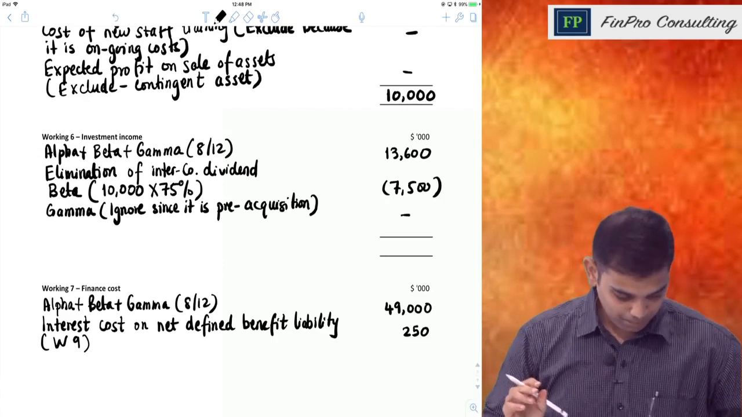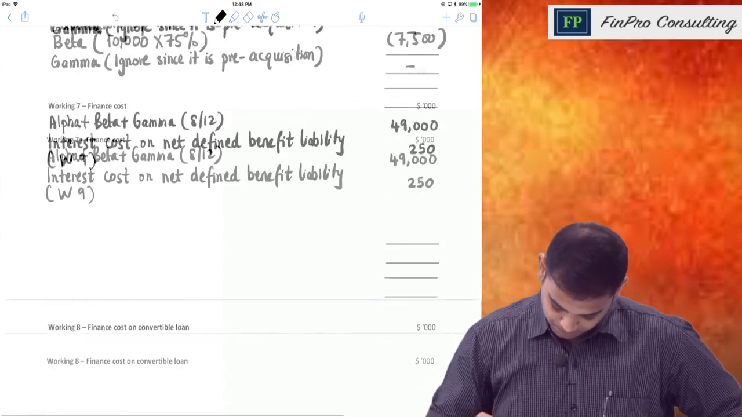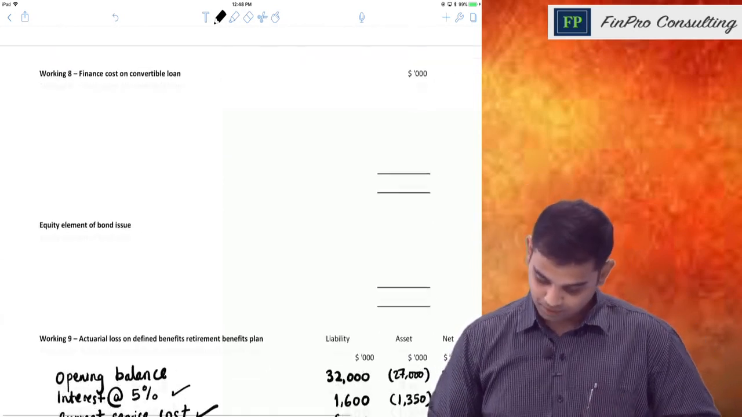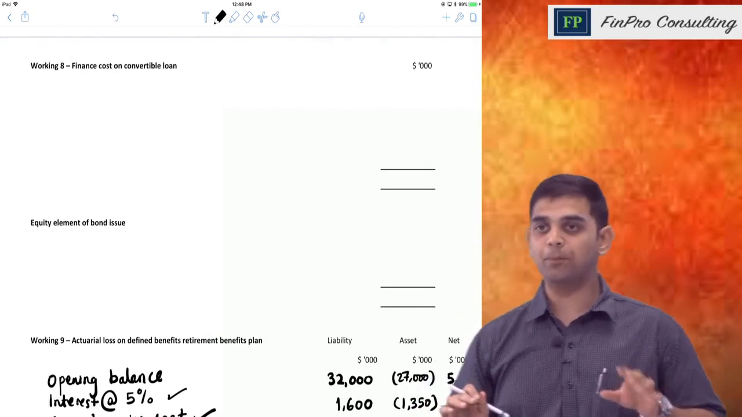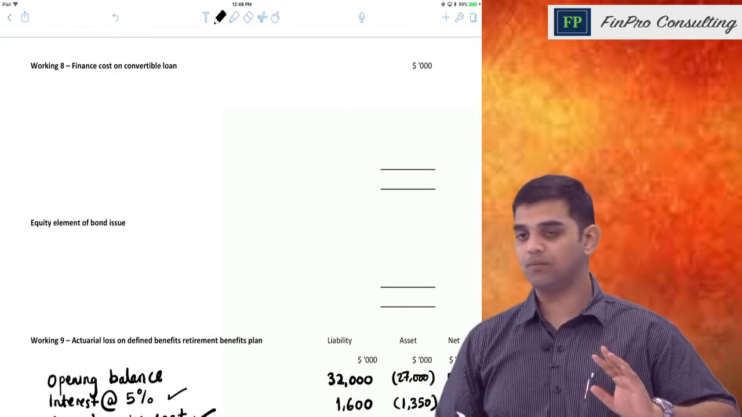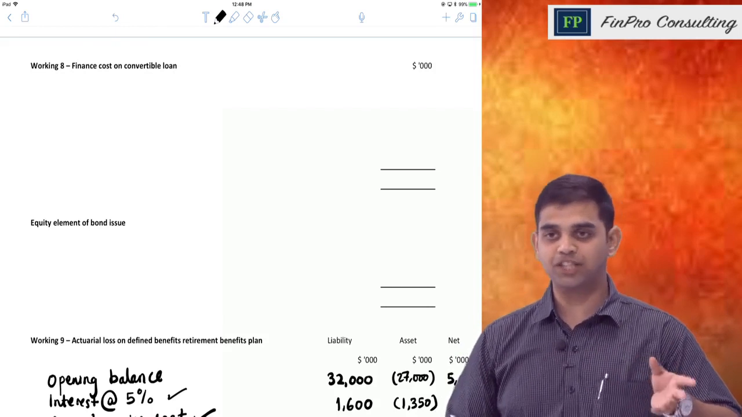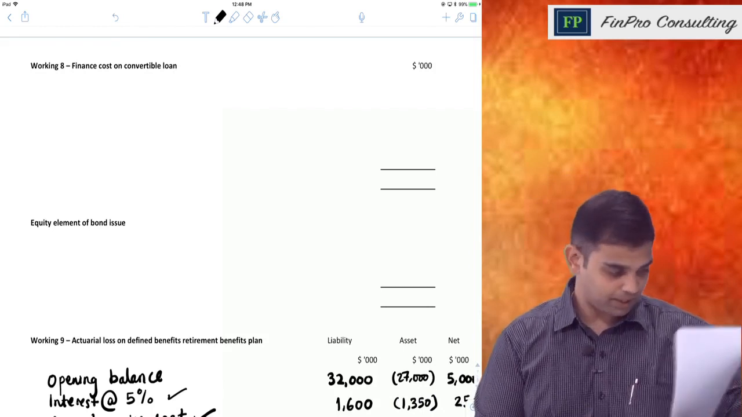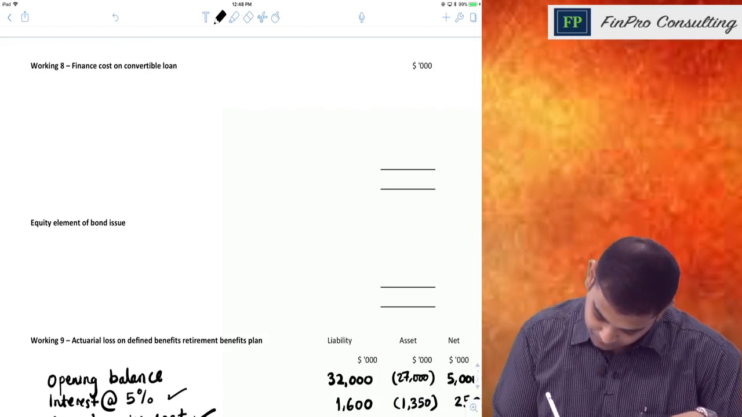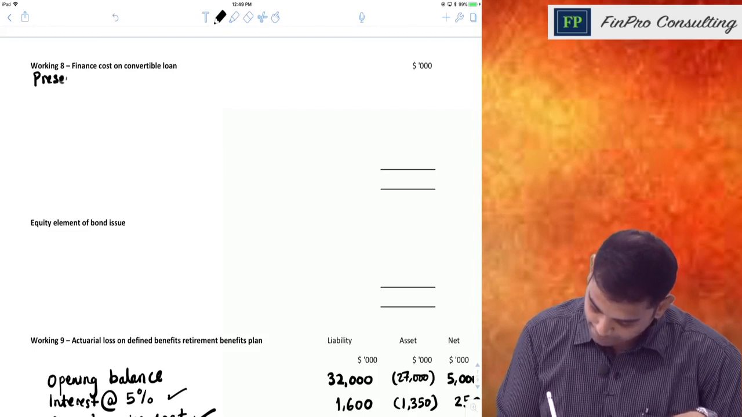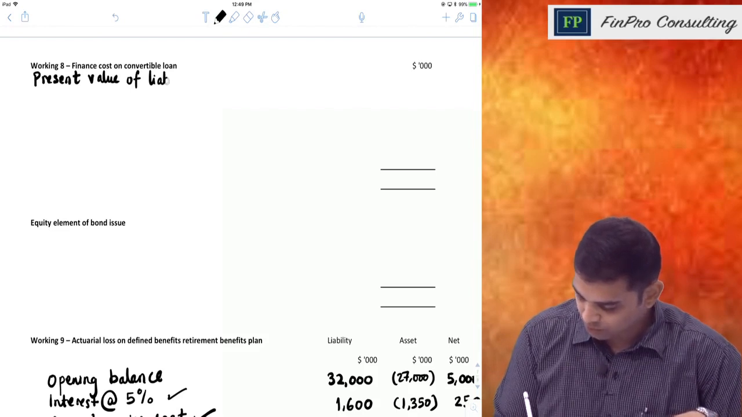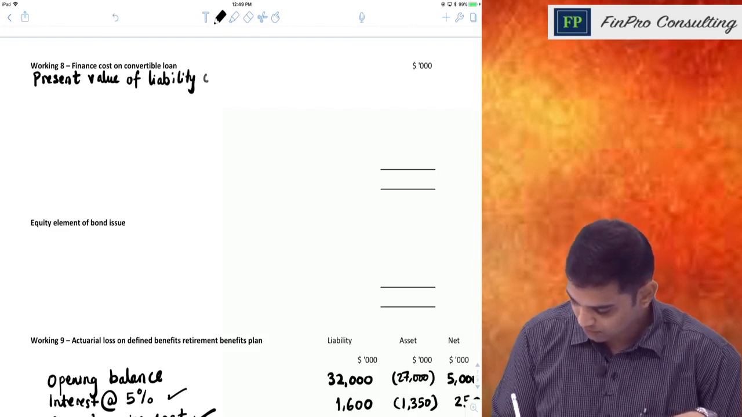Now the bonds issue. Go to working note number 8 and 9. So we have discussed that we have to compute first the present value of the liability. The difference between the cash proceeds and the present value is the equity component. So working note number 8, write present value of liability component. Calculate.